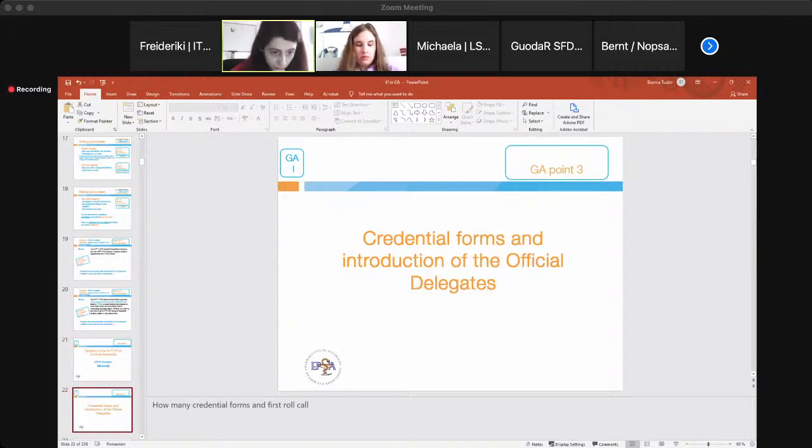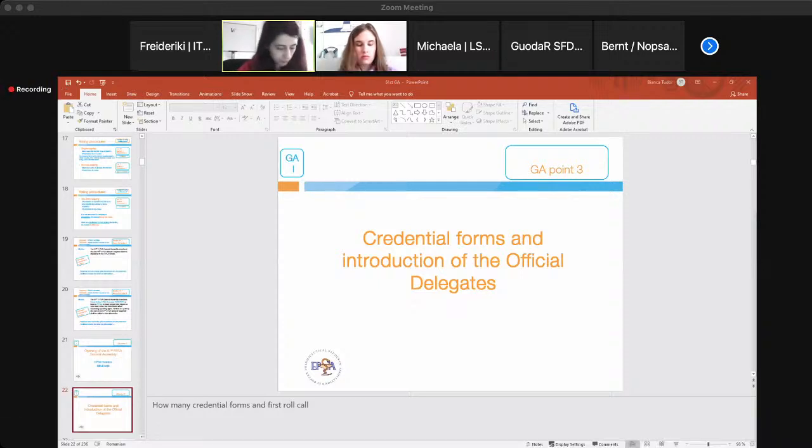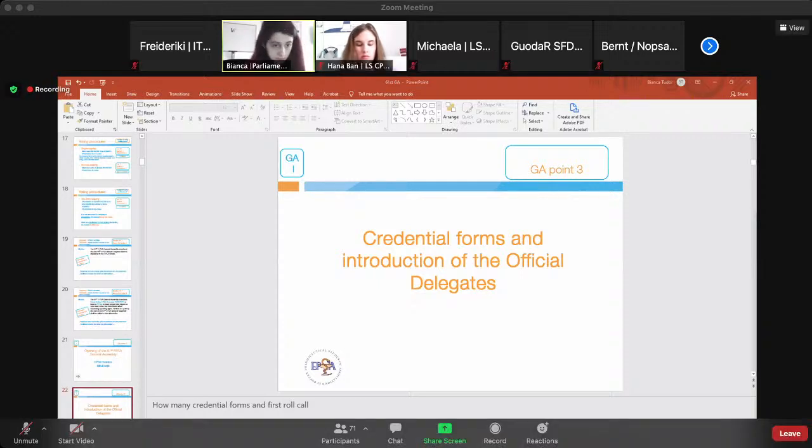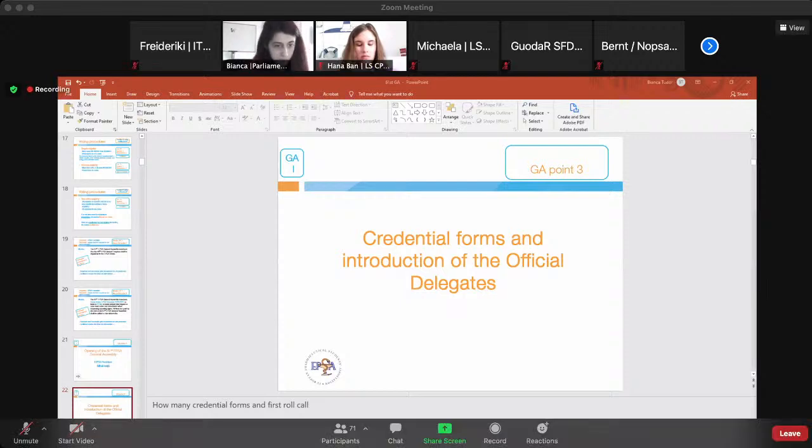For this point, I would like to give the floor to Maeva to tell us exactly how many credential forms we have received for this GA. Hello again. So for this GA, I received 33 credential forms from EPSA members. Thank you very much, Maeva. And with this, we can proceed.